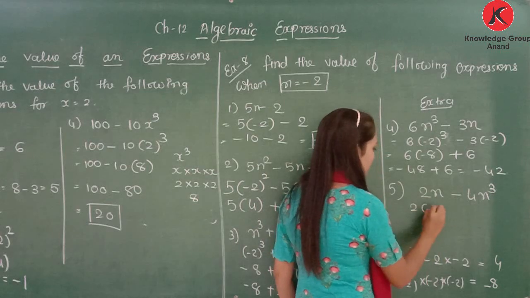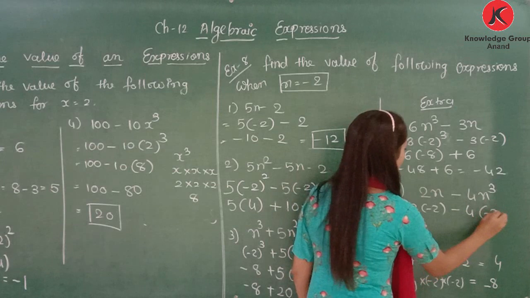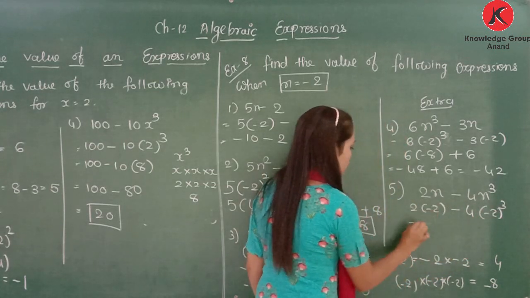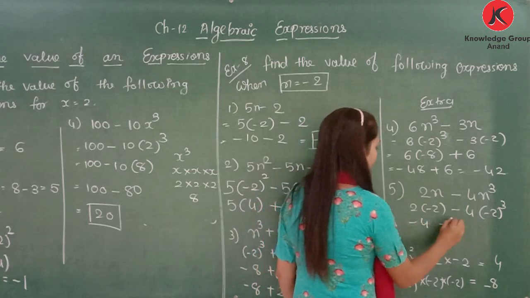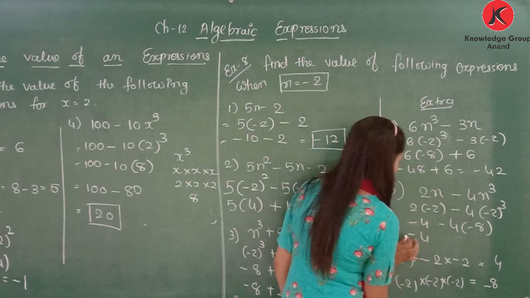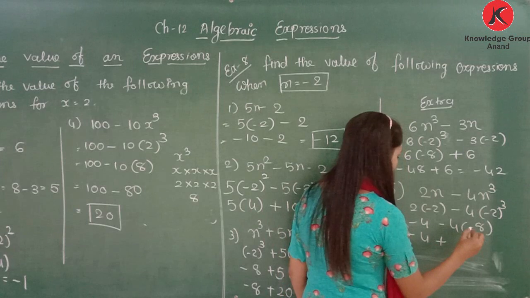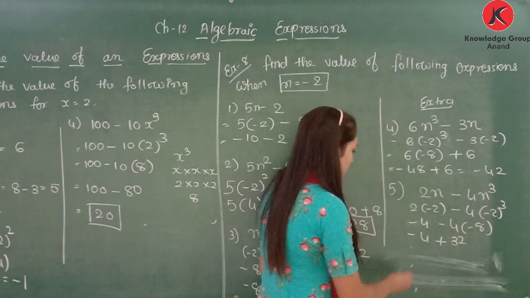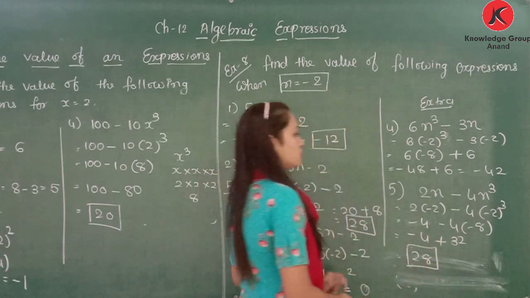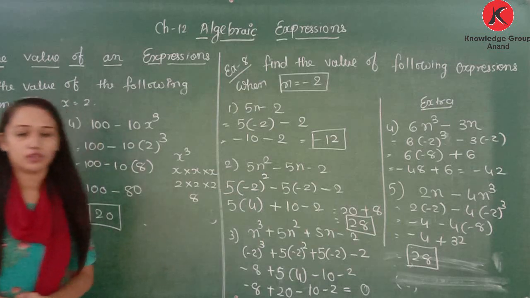Now next one, 2n minus 4n cube. So again, instead of n you need to write minus 2, minus 4 (minus 2) cube. So here 2, minus 2 multiply minus 2 is minus 4. Minus 4, here it is minus 8. So answer is what? 28. Okay, so this way we can find the value of expression when value of variable is given.